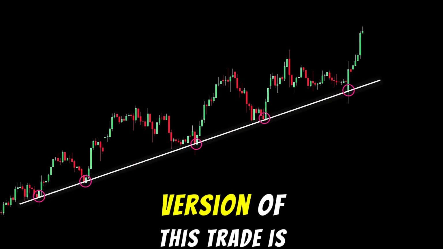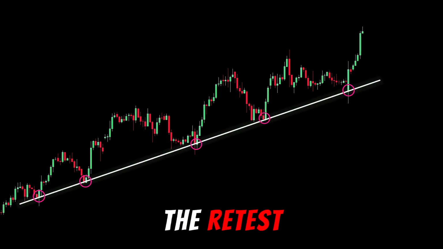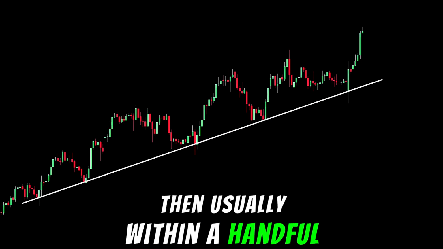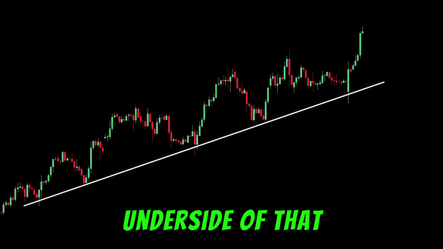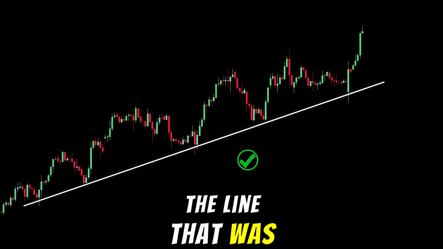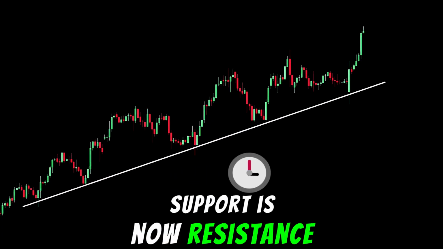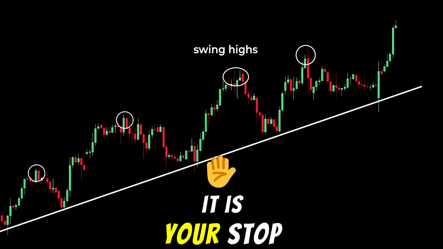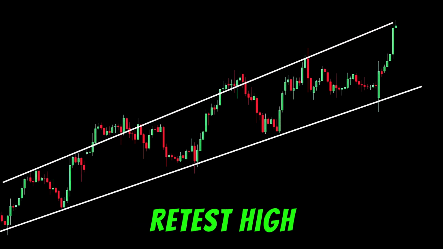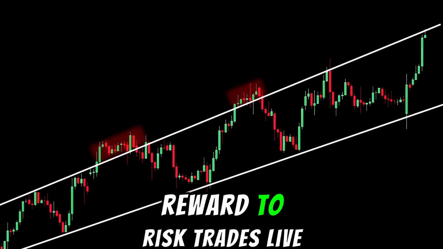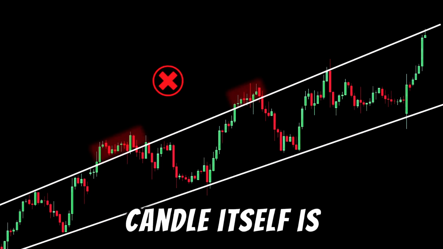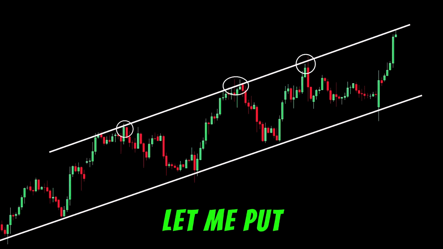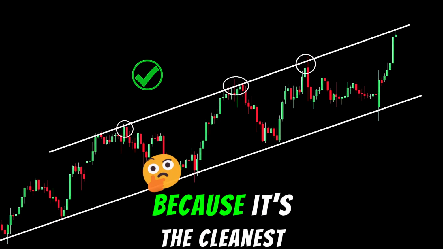And the highest quality version of this trade is the retest. Price closes below the rising trend line. Then, usually within a handful of candles, it rallies back up to the underside of that same line. The line that was support is now resistance. If it gets rejected there, you've got your short. And the beauty of it is, your stop is tiny, just above the retest high. That's where the big reward to risk trades live. Chasing the break candle itself is how you end up with a 50 pip stop on a trade that gives you 30 pips. Let me put the whole break sequence together on gold, because it's the cleanest way to see it.